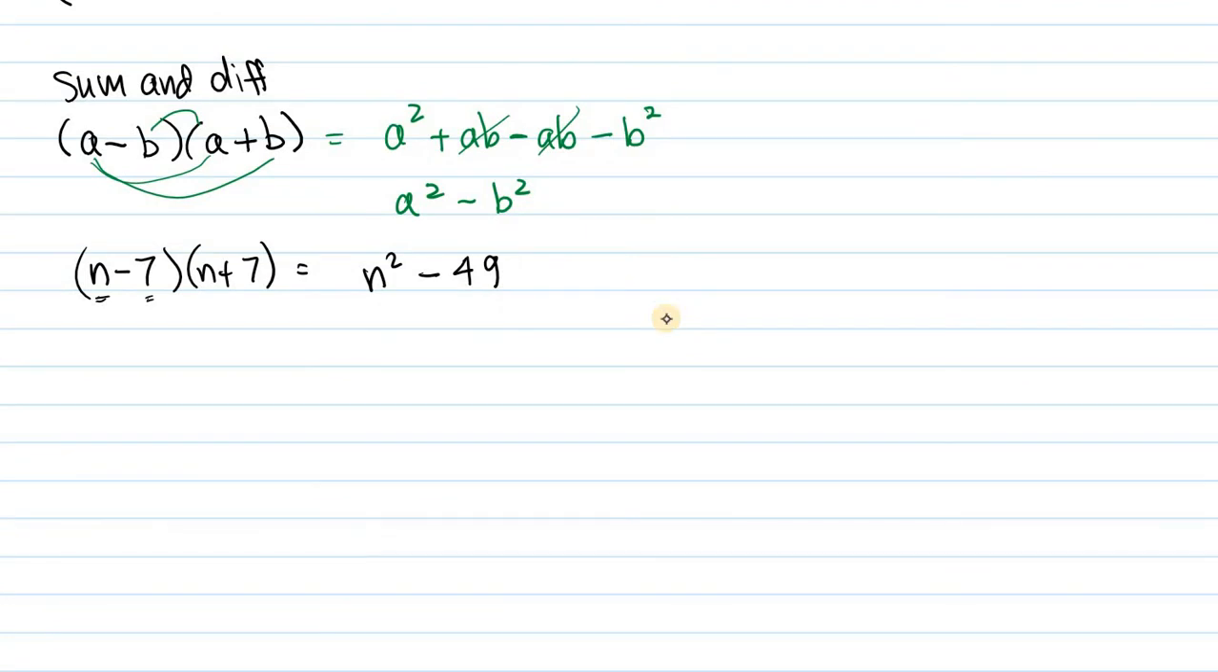If I had something more complicated, like say I had 2x plus 3, 2x minus 3. These are conjugates because they're exactly the same thing with the signs different. So take the first term and square it, 4x squared. Take the last term and square it, and you get 9, and then a negative sign in between them. Cool, so those are the special products.